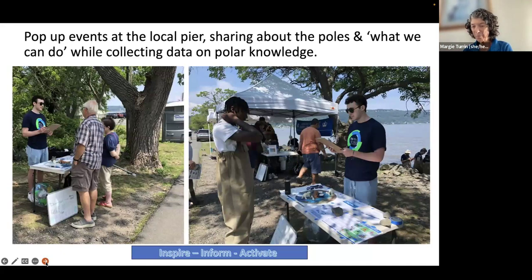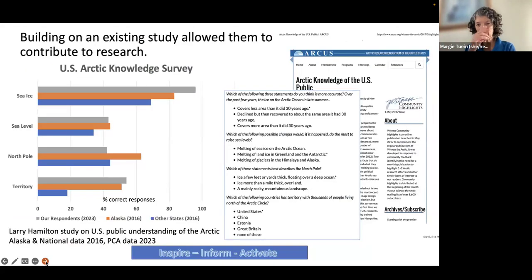One of the things that Ben did when he was down there was he wanted to build on a study that had been done previously. This is a study that was done in 2016 that looked at a U.S. understanding of the Arctic. And what we found this summer was in gray, what Alaska natives in 2016 responded, and what the other states in 2016 responded is in blue. So we have gray, orange, blue.